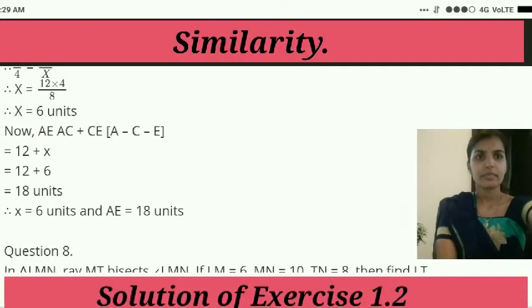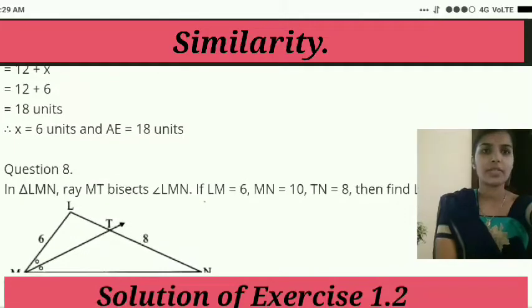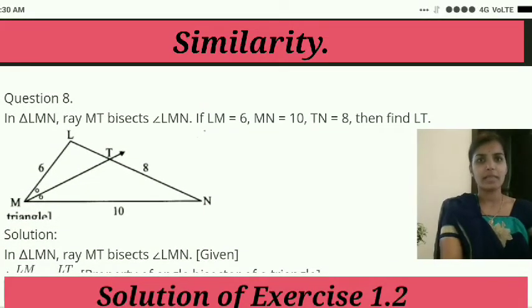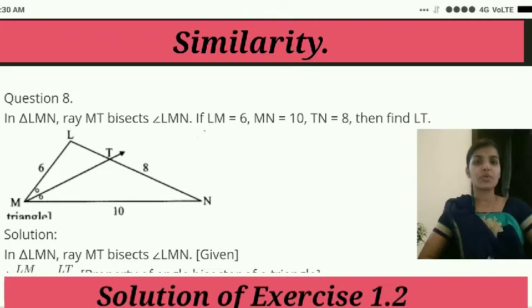Understand? Then the next one, in triangle LMN, ray MT bisect angle LMN. If LM is equals to 6, MN is equals to 10 and TN is equals to 8, then find the LT. Okay, so here we have to use the angle bisector property. Okay, so we all write down our solution.